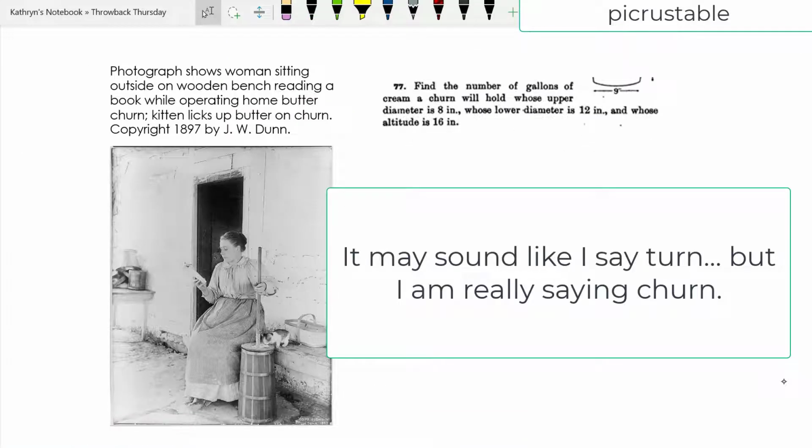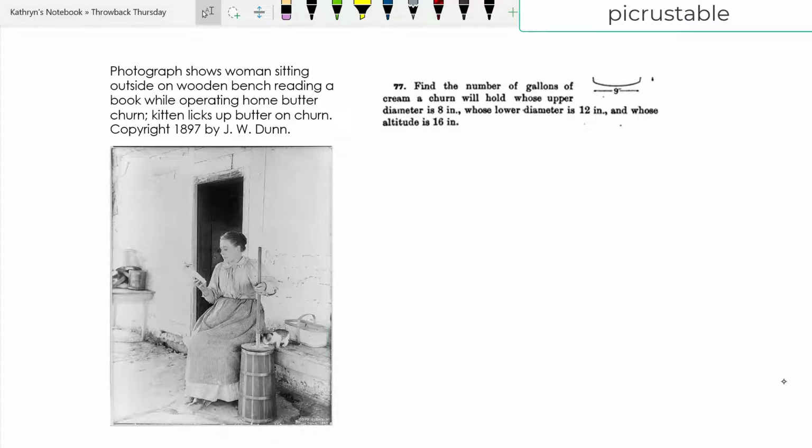You're probably asking yourself, what is a churn and what does it mean by cream of churn? Well, here's a picture from 1897. It shows a woman sitting outside on a bench reading a book while operating a home butter churn. So basically, they put the cream in there and they just kept going up, down, up, down until they get butter. And you notice there's a little kitty who's having a really good time licking up the butter.